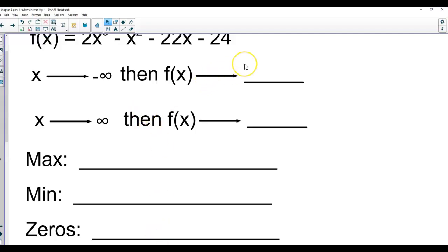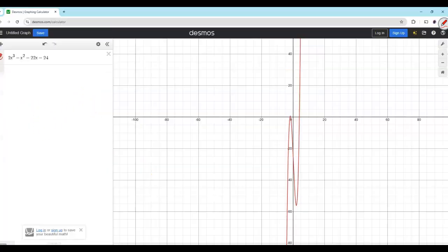This is going to be the case every single time we have odd degree with a positive leading coefficient. When the x goes to negative infinity, the f of x, the y, is going to go to negative infinity. When the x goes to positive infinity, the f of x, the y, is going to go to positive infinity. Now, we're going to look for local maxes and local mins.